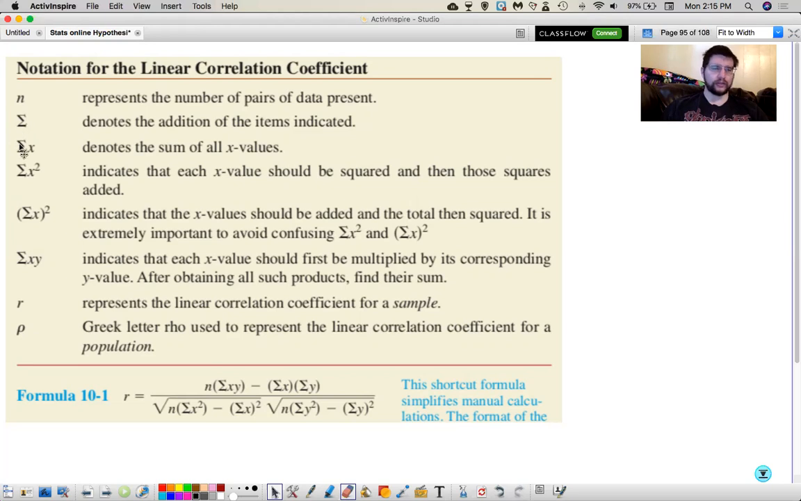Sigma means summation. Sigma x, sum of x's, sigma x squared. You should know what these mean. Now, y, that's the other set of data. So sigma x, y, that means you're multiplying the x value times the y values and adding them all up. R is the correlation coefficient. And rho is, when we're looking at a hypothesis test, that would be our population parameter right there, rho.